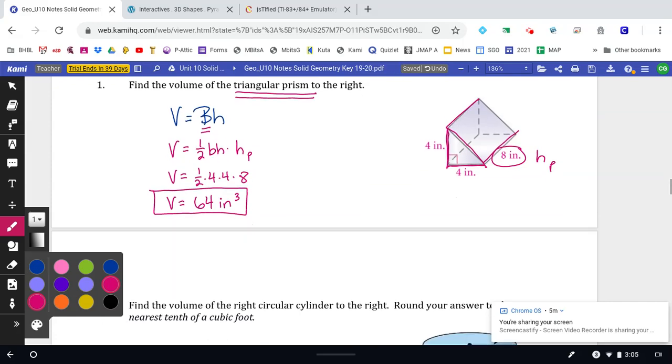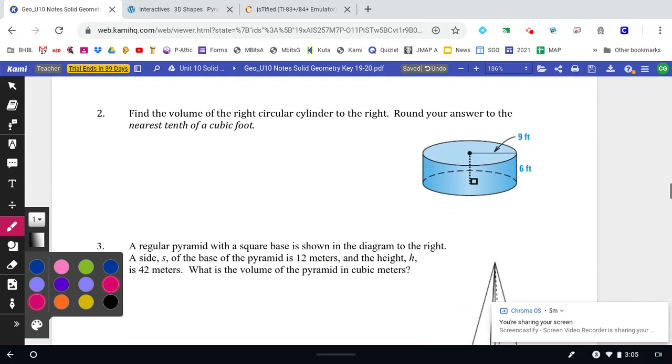Okay. All right, number 2. Find the volume of the right circular cylinder. So when they say it's a right circular cylinder, all they're telling you is that this base and height are perpendicular to each other. It's standing straight up. So this one, I'm going to round my answer to the nearest 1/10 of a cubic foot. All right, so again, volume, big B times H.